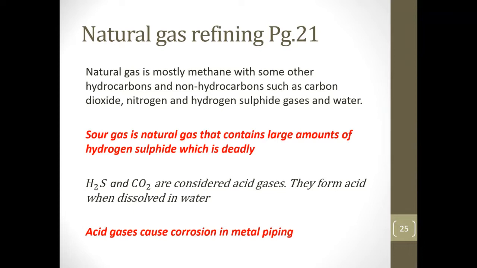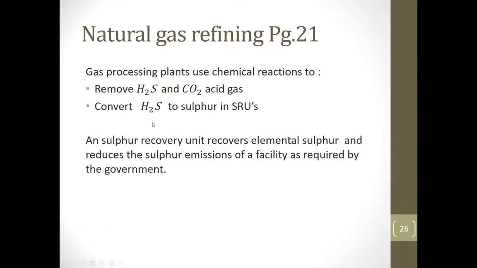Sour gas, very common here in Alberta, is natural gas. It contains large amounts of hydrogen sulfide, which is of course deadly. We do all kinds of training on hydrogen sulfide. H2S and CO2 are both considered acid gases, which means that they form acid when dissolved in water, or when they get up into the environment and condense with clouds, form acid rain. They also cause corrosion in metal piping, so we want to do something to get rid of these things.